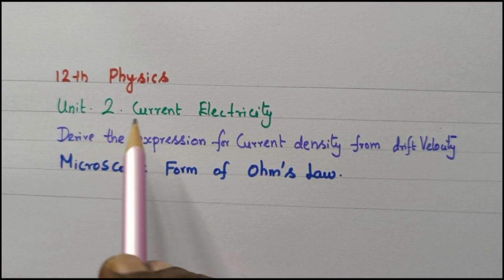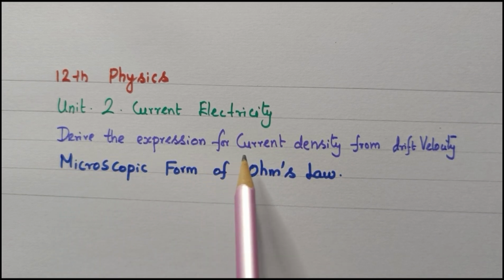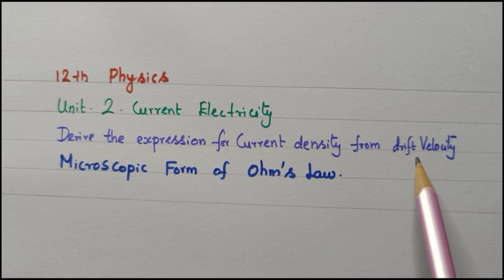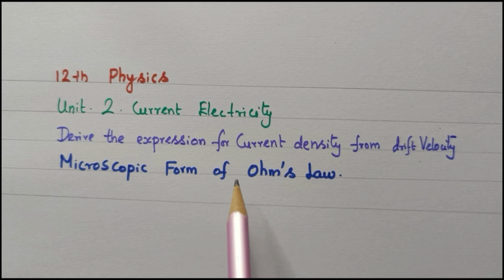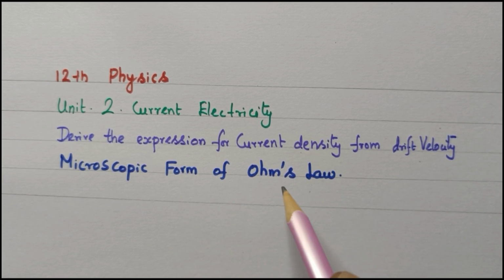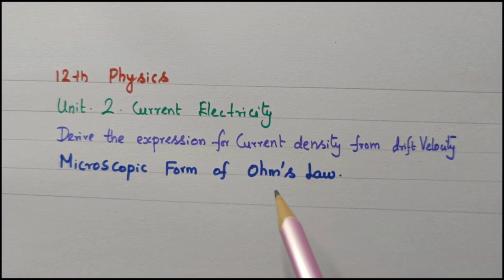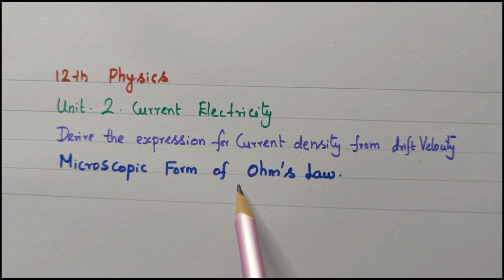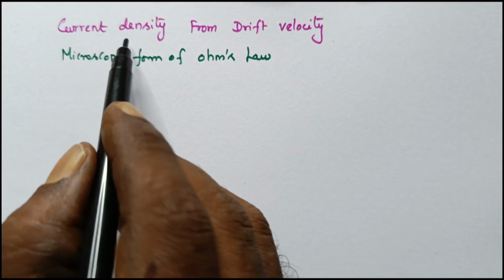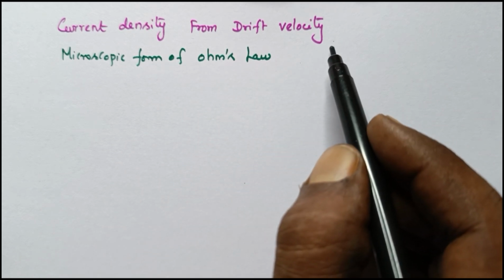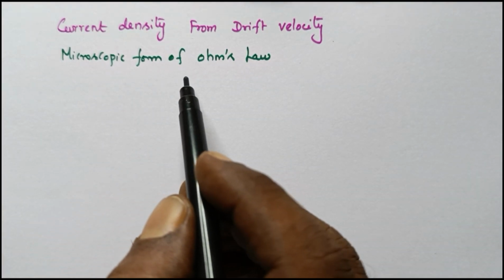12th Physics Unit 2 Current Electricity la இப்போ நம்ம பார்க்க போற டாபிக் derive the expression for current density from drift velocity. Next microscopic form of Ohm's law. அதாவது current density உடைய எக்ஸ்பிரஷனை drift velocity ல இருந்து derive பண்ண போறோம். Next இந்த வீடியோல microscopic form of Ohm's law பத்தி பார்க்கலாம். Now first we will see how we are going to derive the expression for the current density from drift velocity. Next we are going to see about microscopic form of Ohm's law.